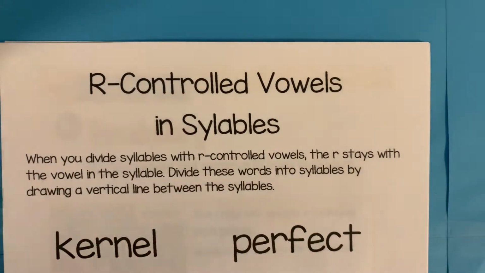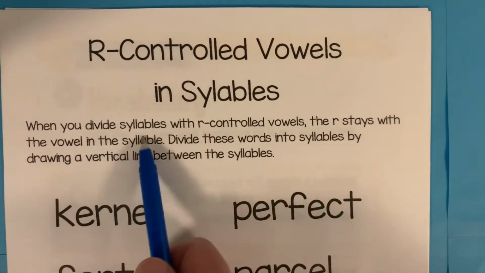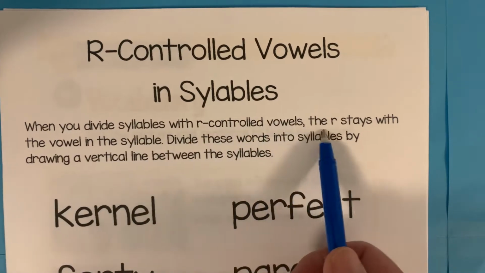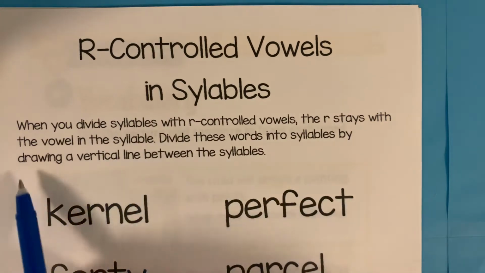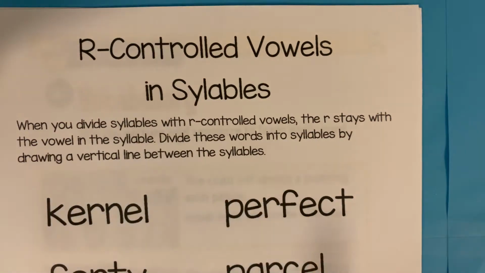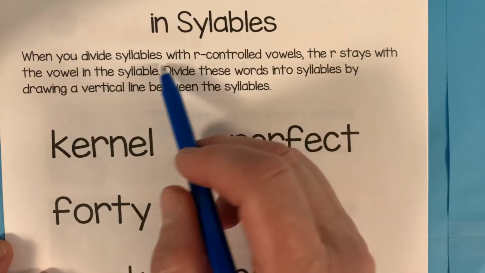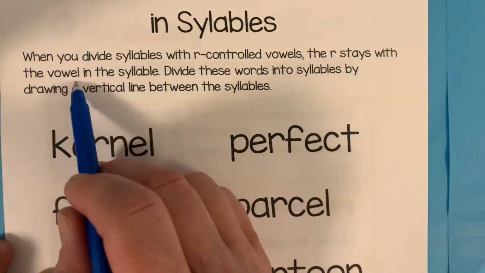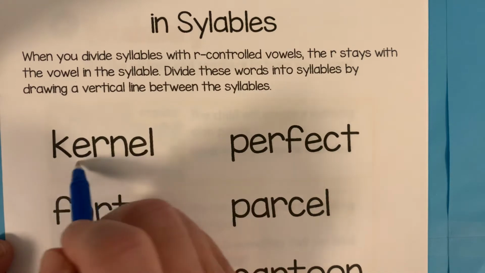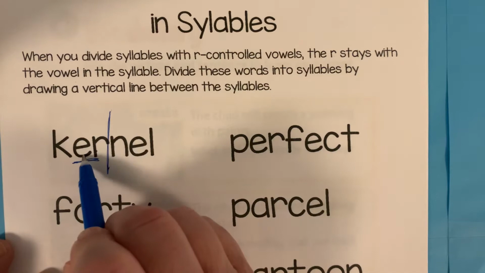Next is our phonics lesson, R-controlled vowels and syllables. When you divide syllables with R-controlled vowels, the R stays with the vowel in the syllable. Divide these words into syllables by drawing a vertical line between the syllables. So, kernel, kernel, 2 syllables. And what's the rule? When you divide syllables with an R-controlled vowel, the R stays with the vowel in the syllable. So, here's the R-controlled vowel. You divide it right here because the R stays with the vowel.